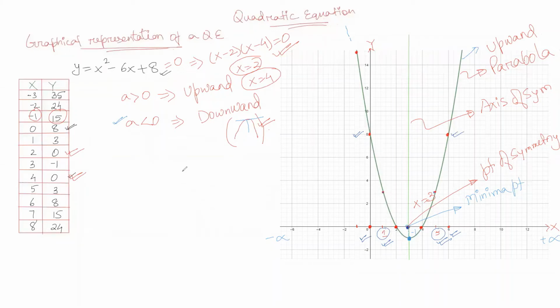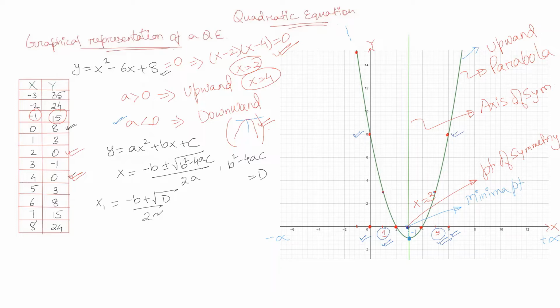Now, if we generalize this and consider the standard form of the quadratic equation, which is y equals ax squared plus bx plus c, we know that the two roots can be found simply by using this formula: x equals minus b plus minus under root of b square minus 4ac upon 2a, where b square minus 4ac is the discriminant, which we denote by capital D. So the first root can be written as x1 equals minus b plus under root of D upon 2a, and the second root can be written as minus b minus root D upon 2a.